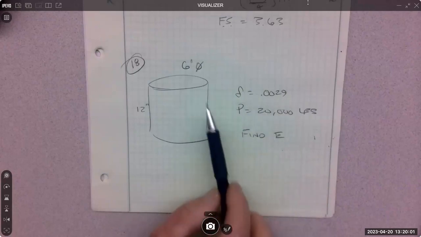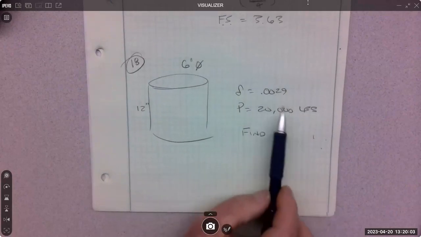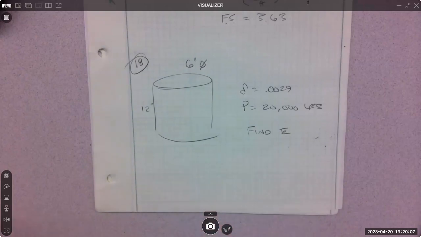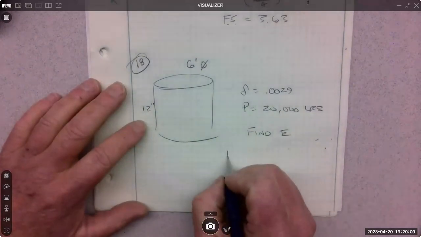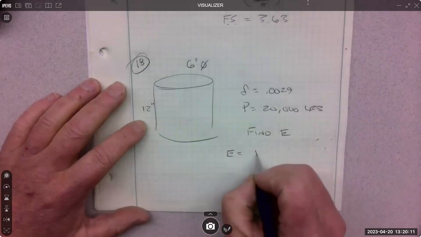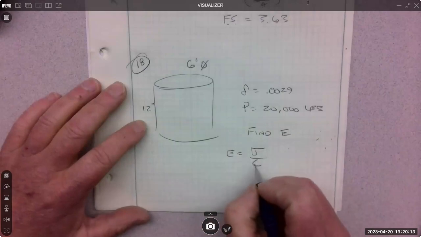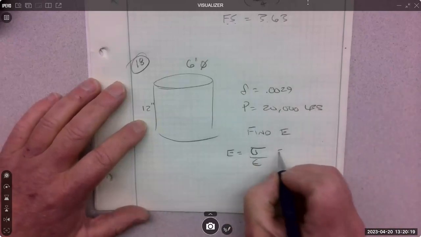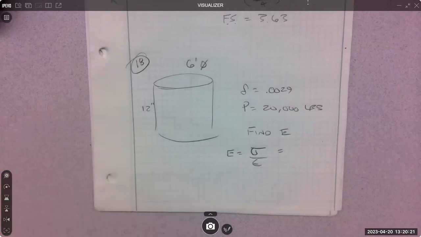So somehow they measured this, and we have these two things happening at the same time, and they want to know E. So the relationship for E that we know is stress over strain, right? And stress is equal to, what's the equation for stress?